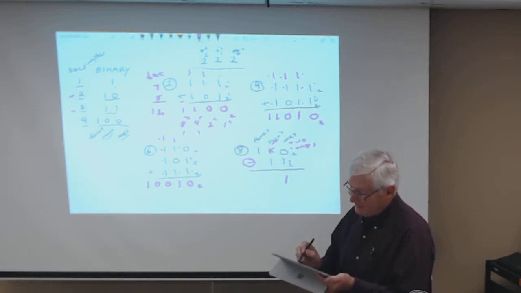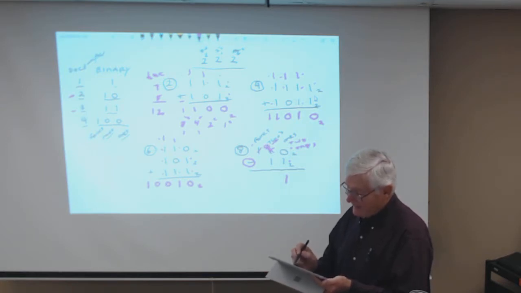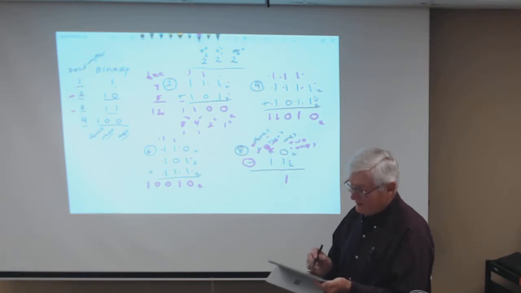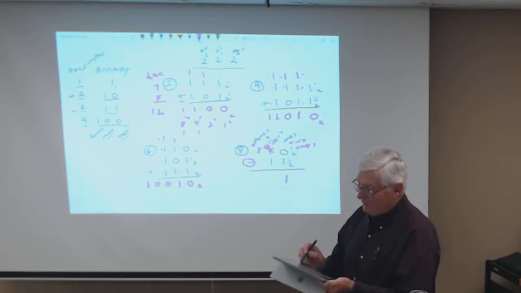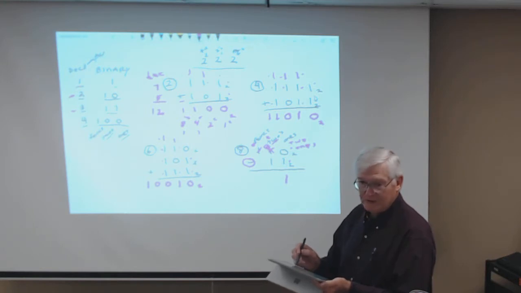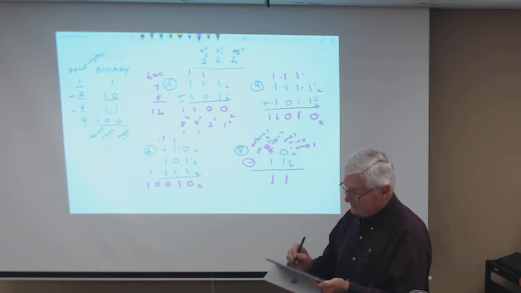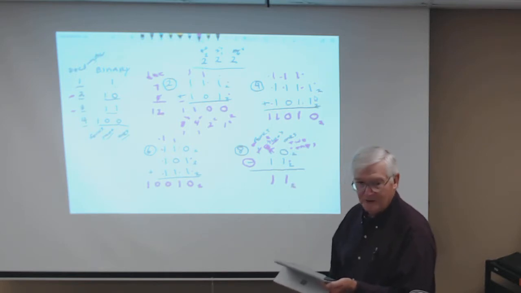Now this became a 0 because I borrowed it. So I come over here and borrow this one. And now I have 2 of these. You follow me? I borrowed this one. A 1 4 is equivalent to 2 2's. So 2 2's minus 1 2 is 1 2. And since I borrowed that, there's nothing else to bring down. So the answer is 1 1 in base 2.